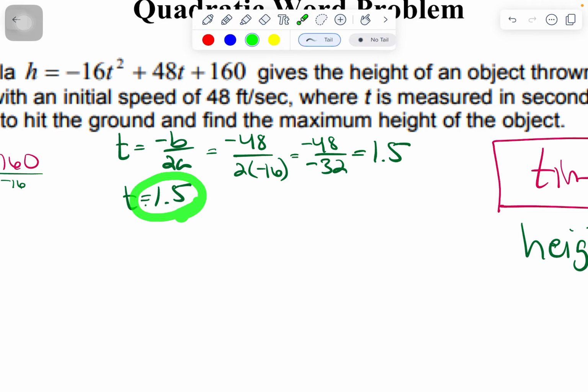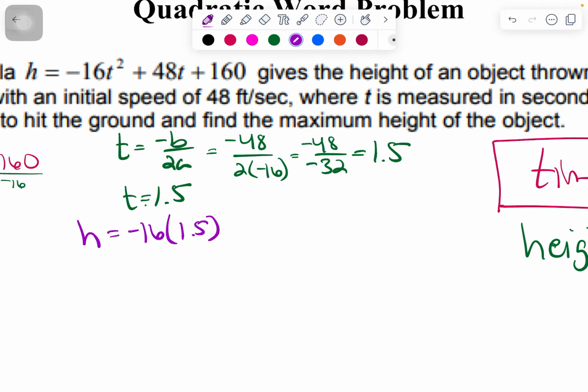But what I am going to do is take this 1.5 and put it in the equation first, then I'll deal with the calculator part of it to figure out my height. Remember, because h is our height, and these t's are specific times to get to those heights. All right, so let's go ahead and do a little substitution here. So h is equal to negative 16. Everywhere I have a t, I'm going to replace it with a 1.5. So t squared plus 48t, again 1.5, and then plus 160.